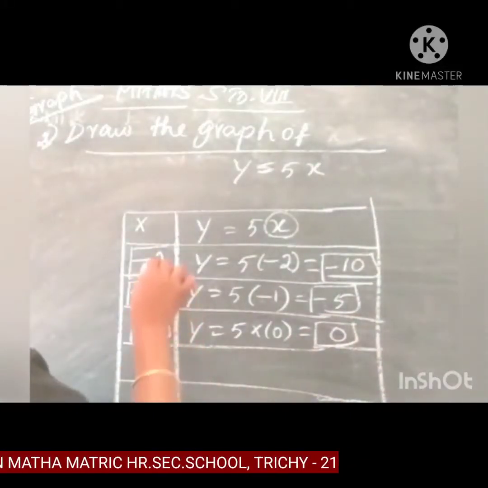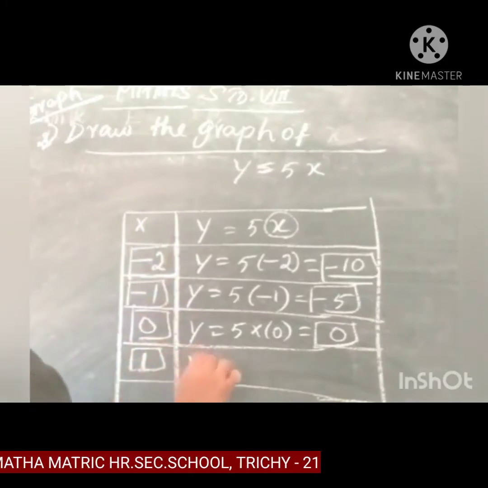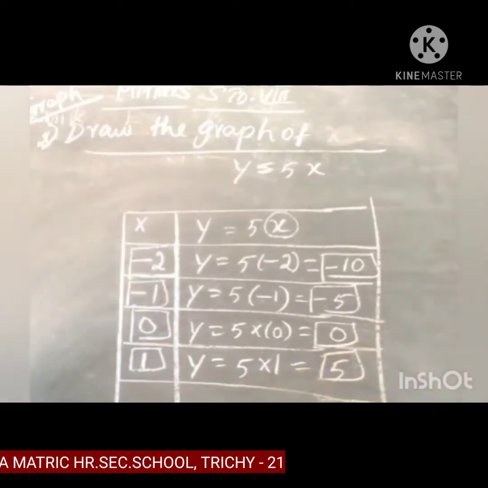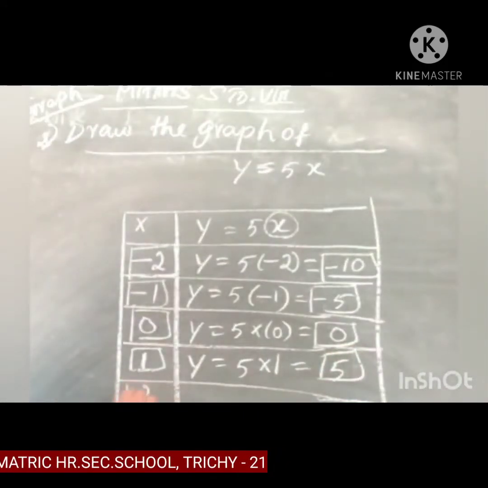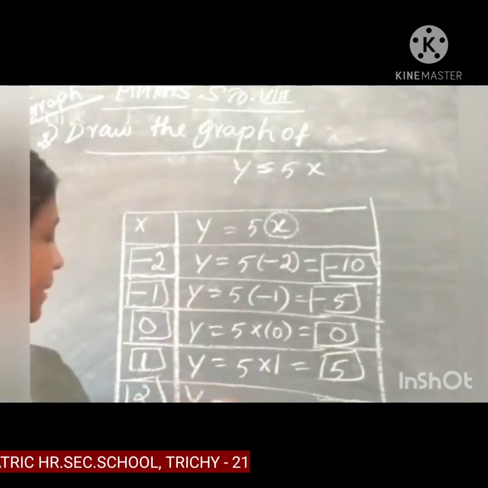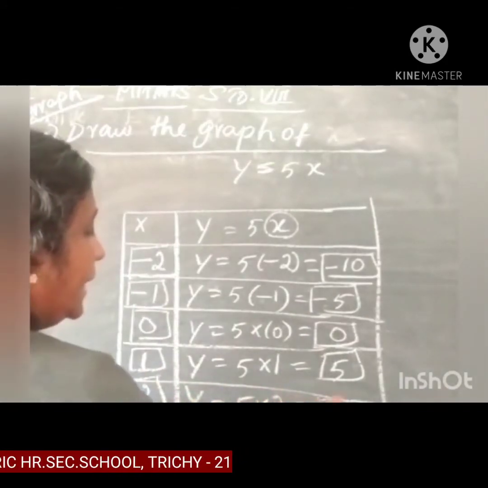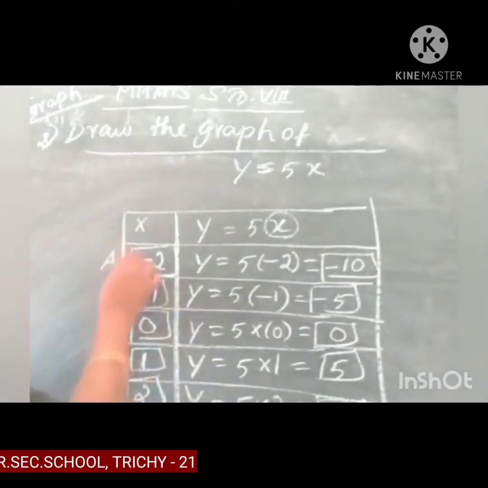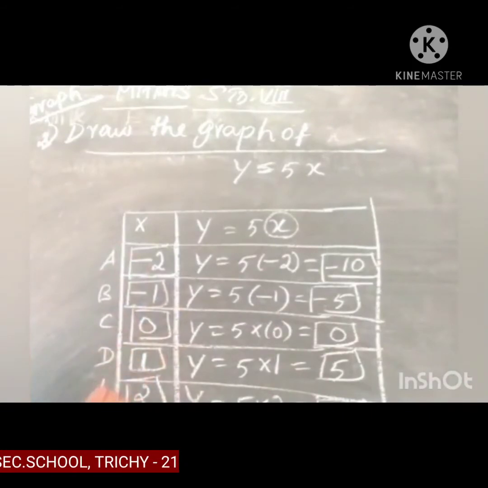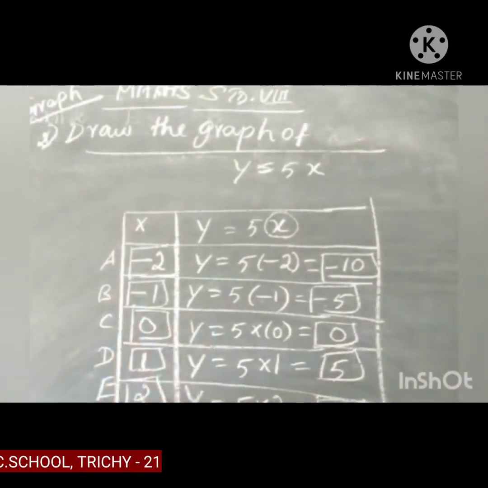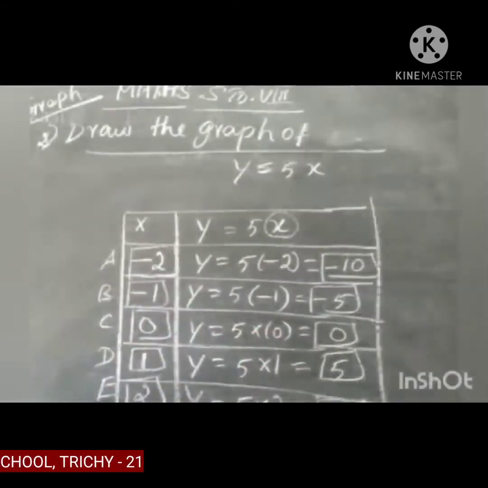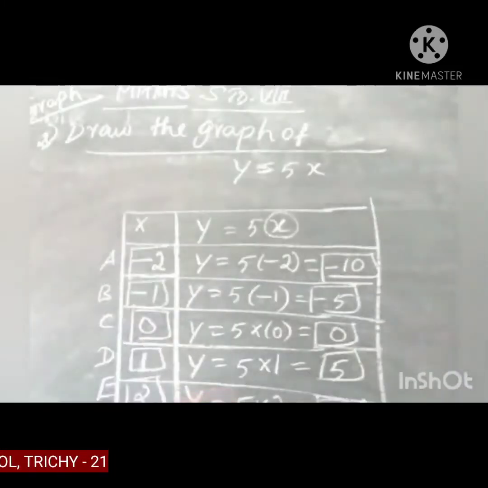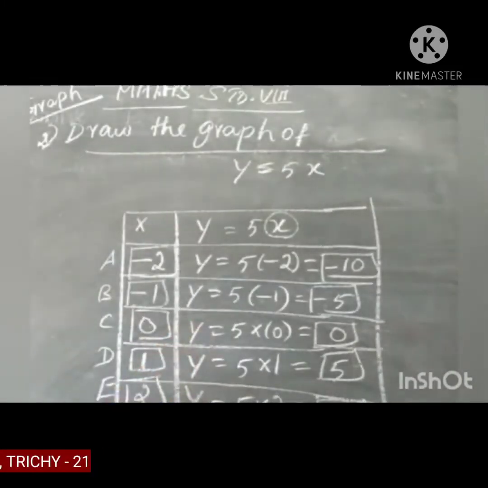Plus 1. So I am applying the x value plus 1. Y equal to 5 into 1. That is 5. 1 comma 5. Next one, 2. X value 2. So y equal to 5 into 2. Answer 10. So now we will have 5 points, A, B, C, D, E. These are all the points. You have to mark these points on the graph sheet. After that you can join all the points by using your ruler, and you will get a straight line. Okay, is it clear?